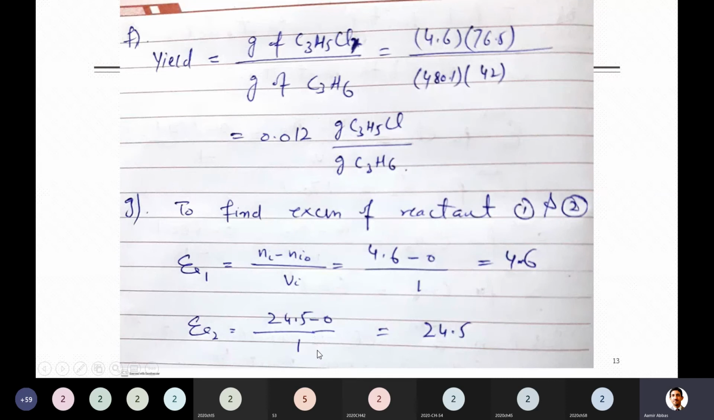The extent for the second reaction is different. That will be based on C3H5Cl2, which was the product in that case. That amount was also given, 24.5, the initial moles are 0, and the stoichiometric coefficient is 1 in the equation, so that is 24.5. That is the calculation of the extent of reaction 2. So any question please?